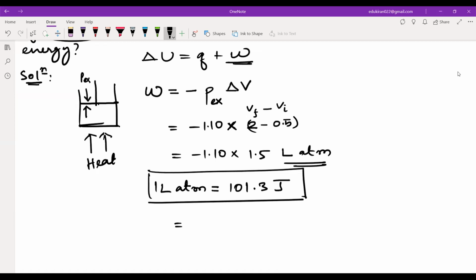That means what I will write is minus 1.10 times 1.5 times 4 liter. Rather than writing 1 liter atm, I will write 101, or you can just write 100 joules. So I think this will be somewhere around 160, 170. I have got some answers, 118 joules.